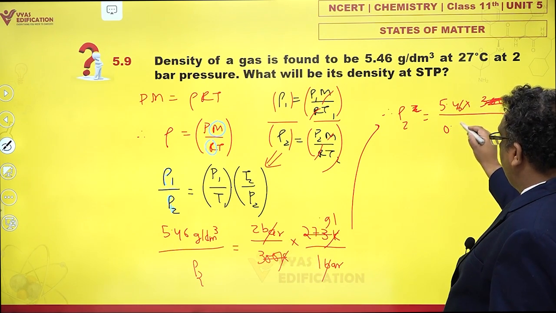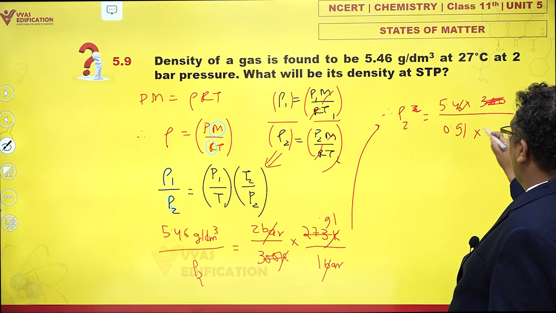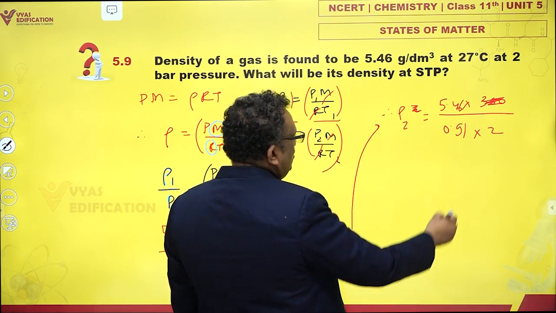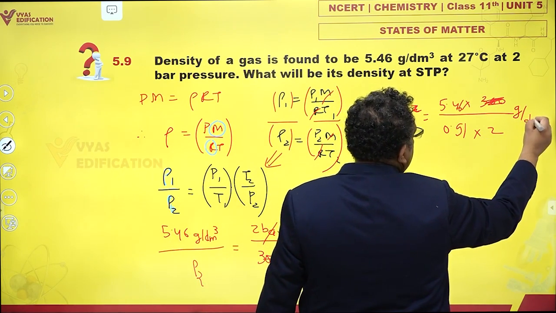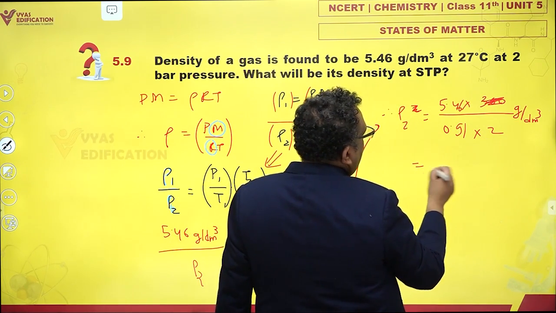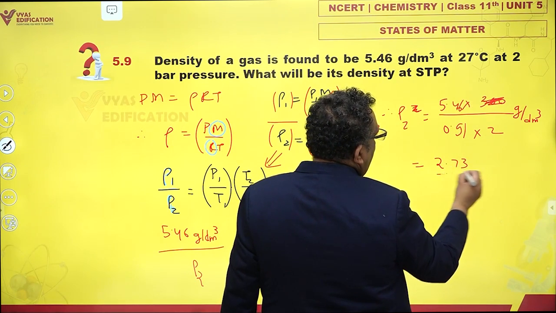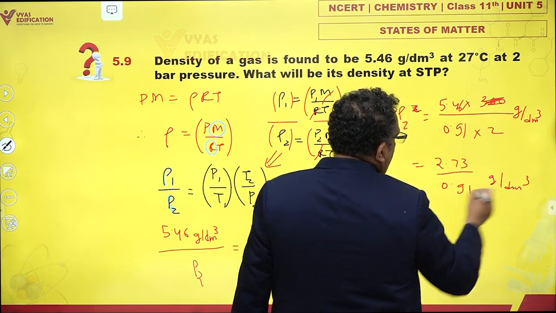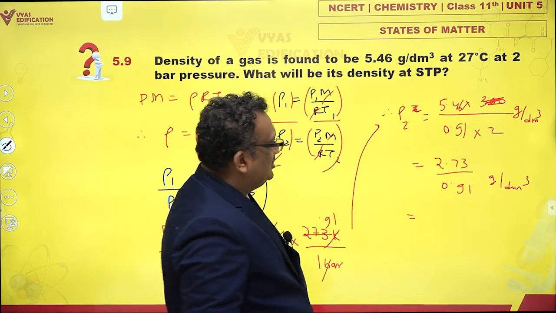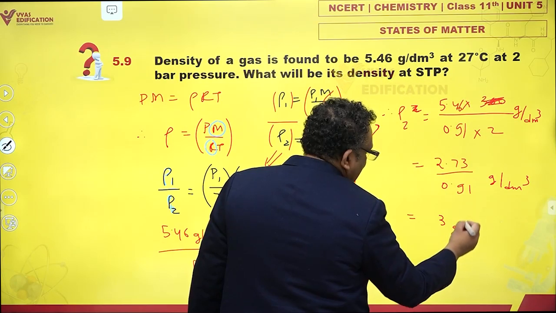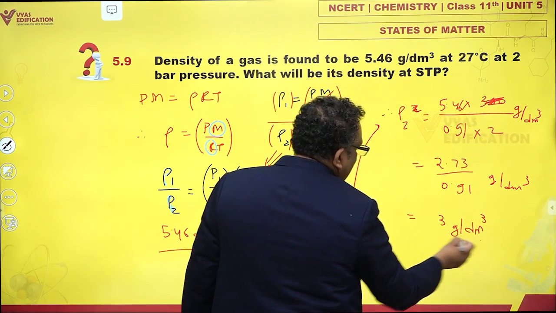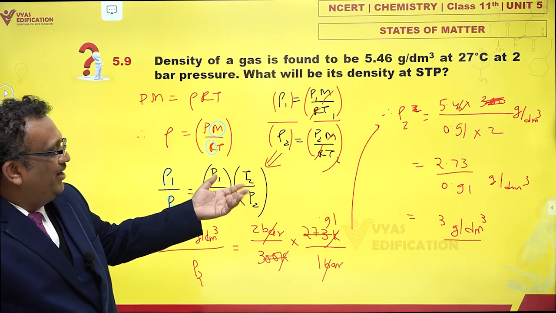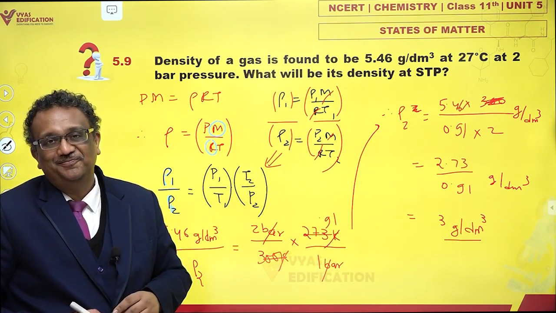So this is 0.91 into 2. Kind of morbid. What it comes out to is so many grams per decimeter cube. This is 2.73 by 0.91. If you just see, it is 3 times. So this is 3 grams per decimeter cube. Very nice and neat calculations. So density at STP will be simply 3 grams per decimeter cube.